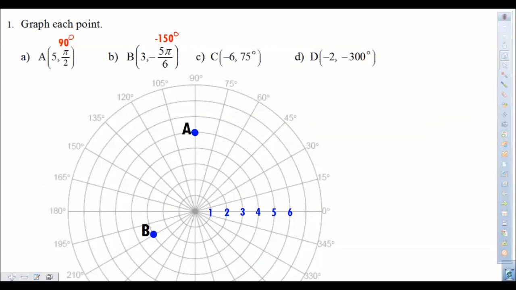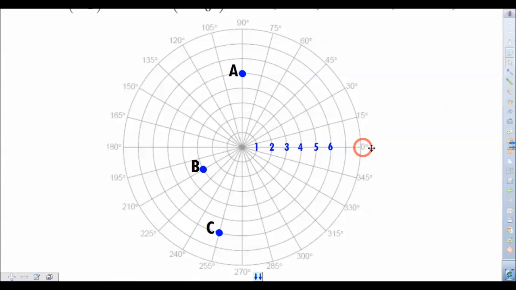Point D, negative 2, negative 300. So let's first deal with the angle. Let's rotate to negative 300 and then go away from it 2 units. So rotate to negative 300 degrees. It's going to put you eventually up there at 60 degrees. Then we want to go backwards 2 units. So I'll draw a line here going through 60 all the way to the other end out to 240. And then we'll just go backwards 2 to finish this graph. So there's point D.